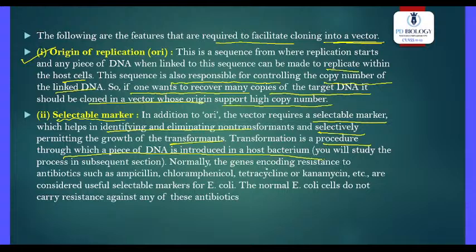Normally the genes encoding resistance to antibiotics such as ampicillin, chloramphenicol, tetracycline, kanamycin, etc. are considered the selectable markers for E. coli. So in pBR322, ampicillin and tetracycline markers are there. E. coli do not carry resistance against any of these antibiotics.